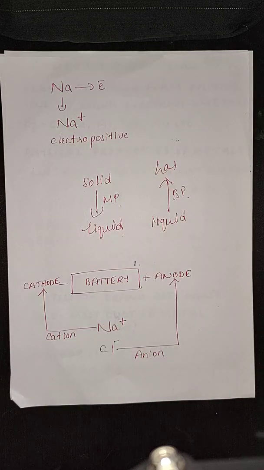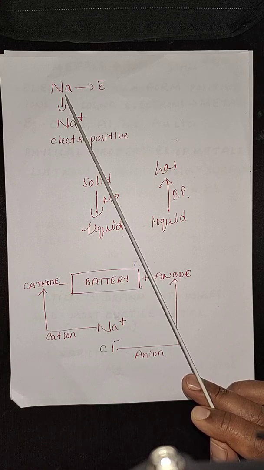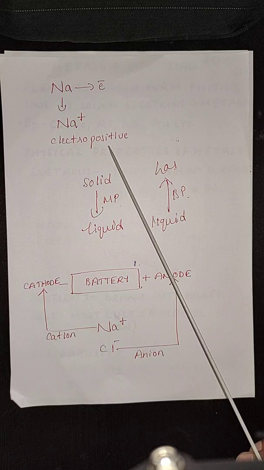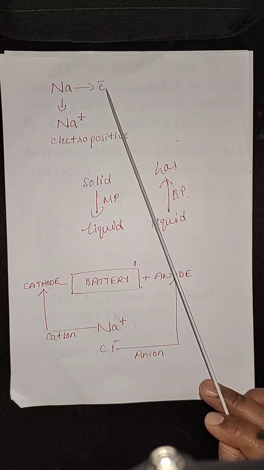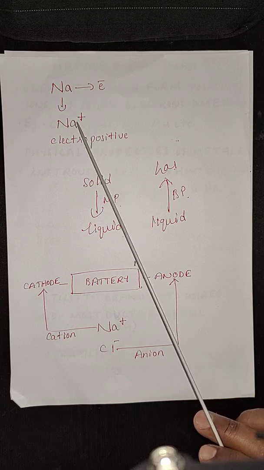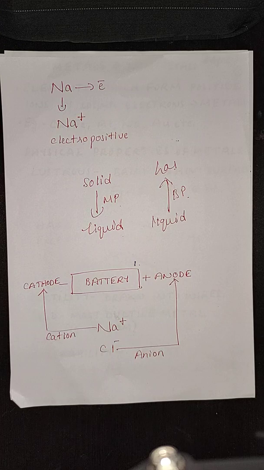This additional information you should know. Whenever a metal, here I have considered the example of sodium, loses an electron, it becomes electropositive. Whenever the metal loses an electron, it gets a positive charge. An atom with charge is called an ion. What type of ion does it form? Cation.